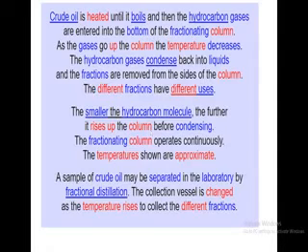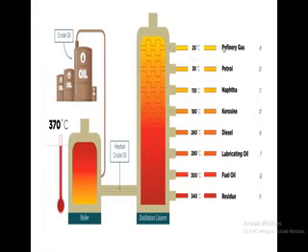Petroleum or the crude oil is heated until it boils, and then the hydrocarbon gases enter the bottom of the fractionating column. As these gases have, of course, a lower boiling point, they go up the column, the temperature decreases, and these gases are condensed back to liquid and the fractions are separated on the side of the column. The different fractions have different uses. So going back, and this is how all the fractions are going to separate, the same process.